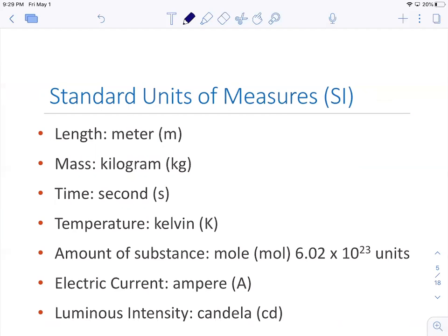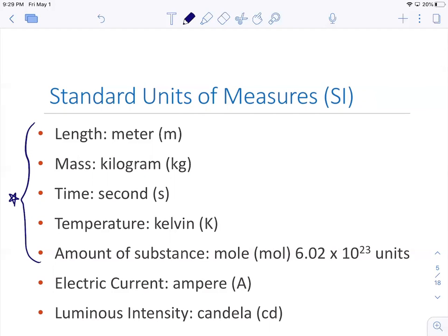We don't often look at the last two: an electric current, an ampere, or a luminous intensity, a candela. We don't really do those in general chemistry. You might see those more in physics, but we will deal with the first five. And the first five are what I really do want you to know. Put a big star by those. You'll get used to those and see them a lot.